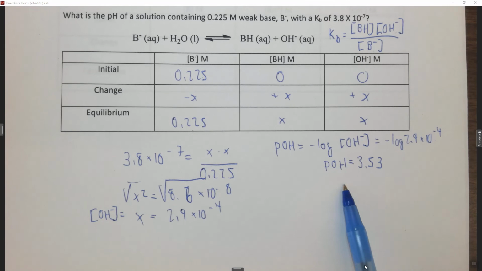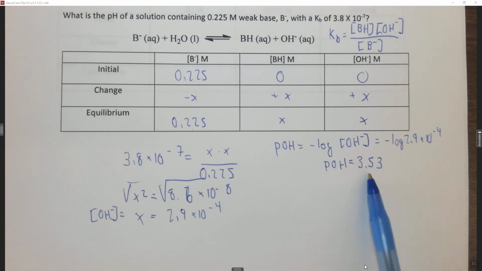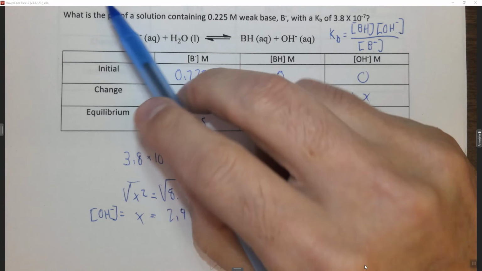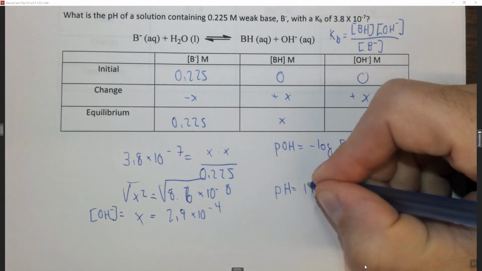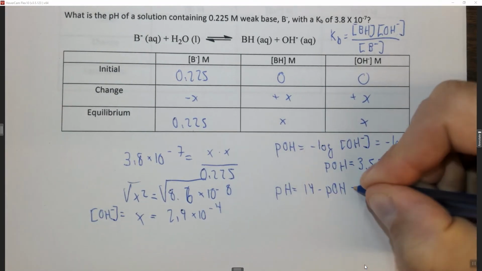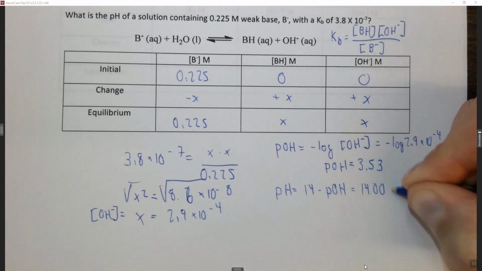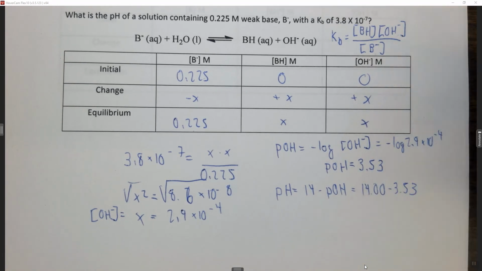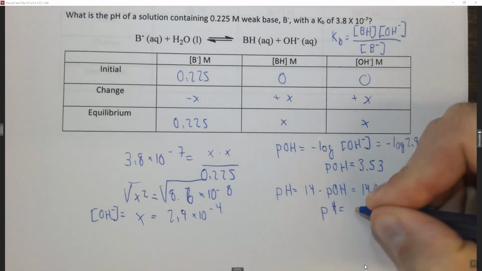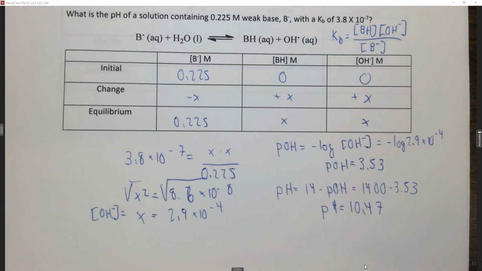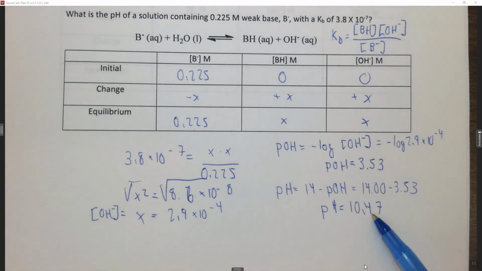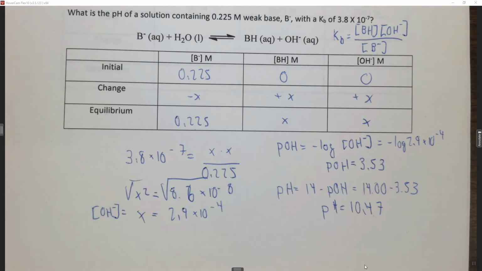Now, if this was a Ka question, we'd be done because we'd have the pH. But if we have the pOH, we have to do one more step to find the pH, which is that the pH is 14 minus the pOH, which is 14 minus the 3.53, and we find that the pH of this solution is 10.47, which is not surprising because we have a base and the pH is above 7.